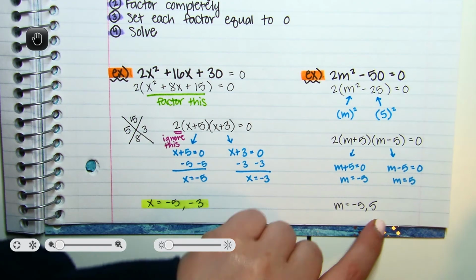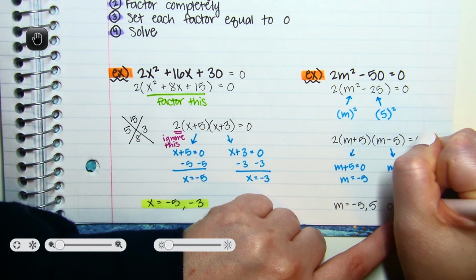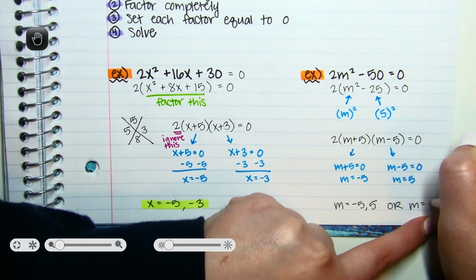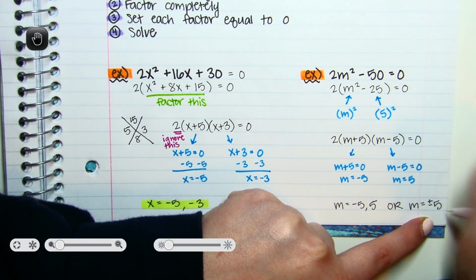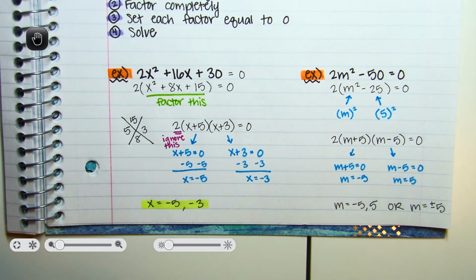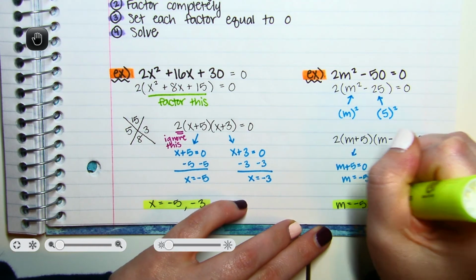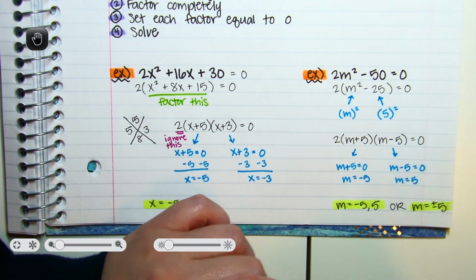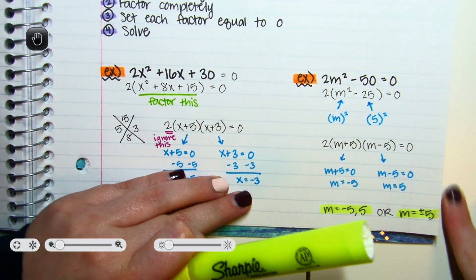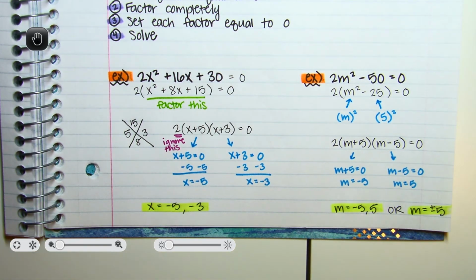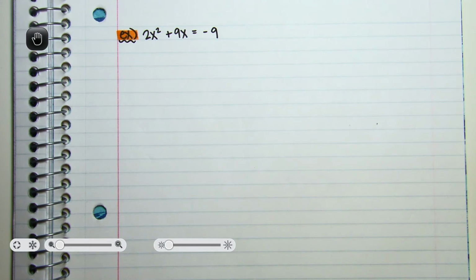But another way you can write this as well, you can write it as plus or minus 5. We looked at that notation yesterday. So you can write it either way, whichever you prefer. Let's look at another example.